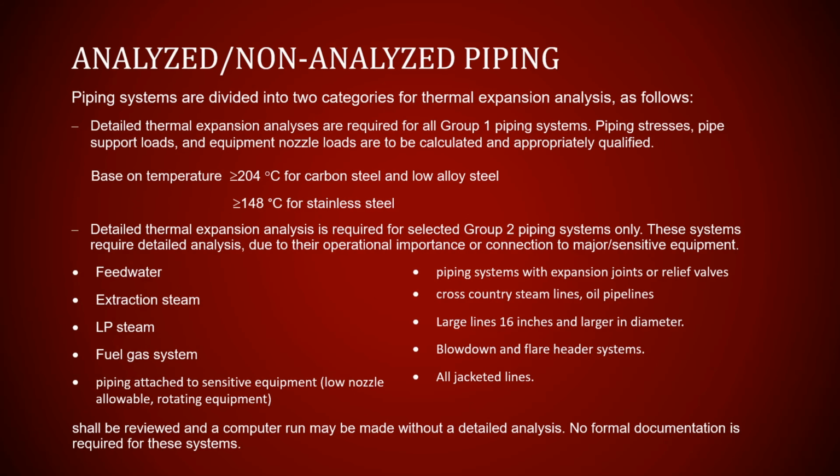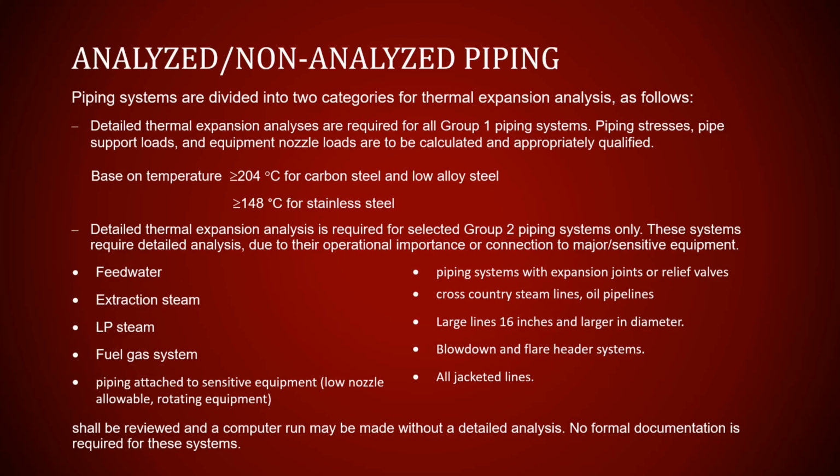Okay, analyzed and non-analyzed piping, which we mentioned as critical and non-critical piping. Piping system is divided in two categories for thermal expansion analysis as following. Detailed thermal expansion analysis is required for all Group 1 piping systems. Piping stress, piping support loads, and nozzle equipment loads are to be calculated and appropriately qualified.